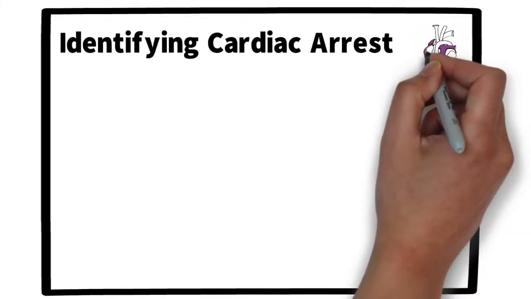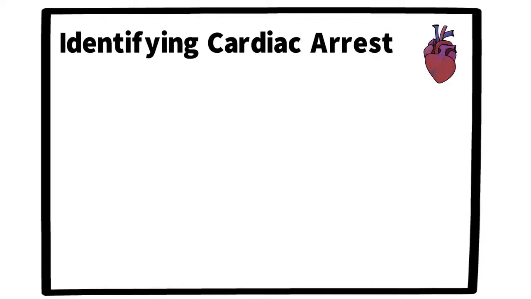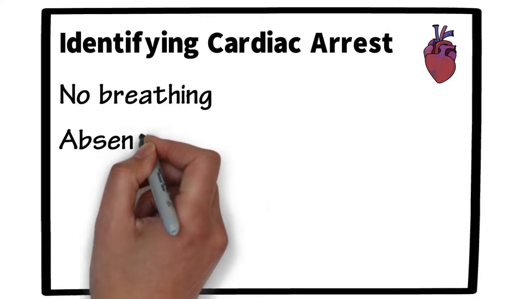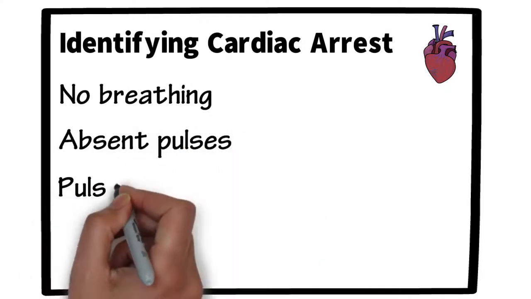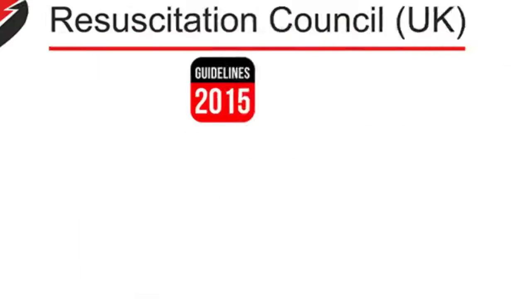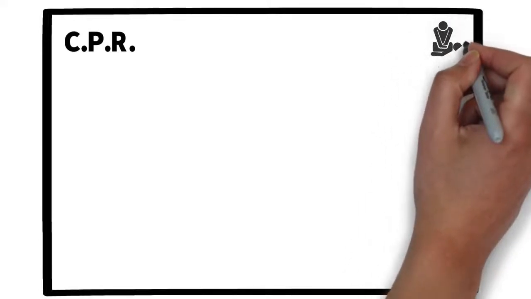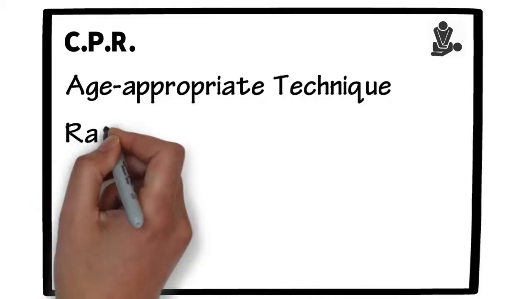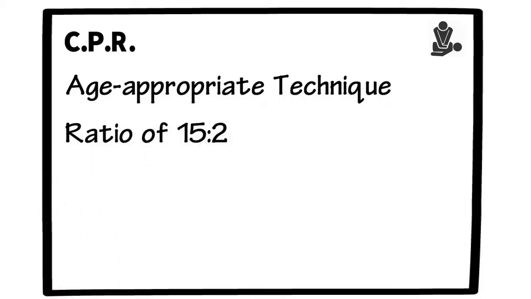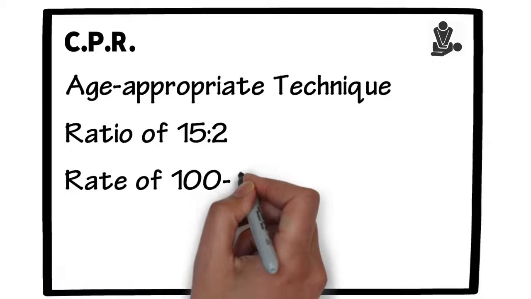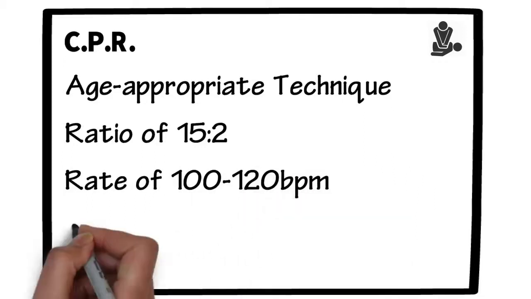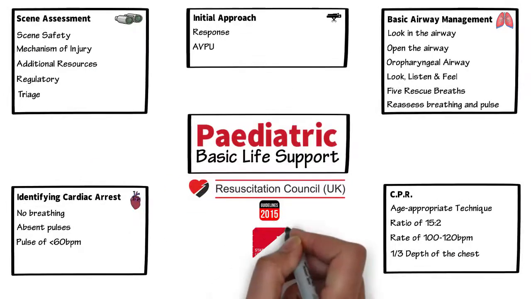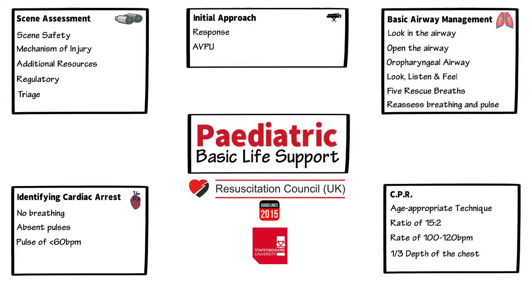It's at this point that we're probably going to identify cardiac arrest if it exists, and that will mean that there's no breathing, and there'll be absent pulses or a pulse of less than 60 beats per minute in the paediatric algorithm. We'll then start CPR, and for this you're going to use an appropriate technique dependent on the patient's age, a ratio of 15 compressions to 2 effective ventilations, a rate of 100 to 120 per minute, and a third of the depth of the chest. So now let's examine some of those areas in more detail.